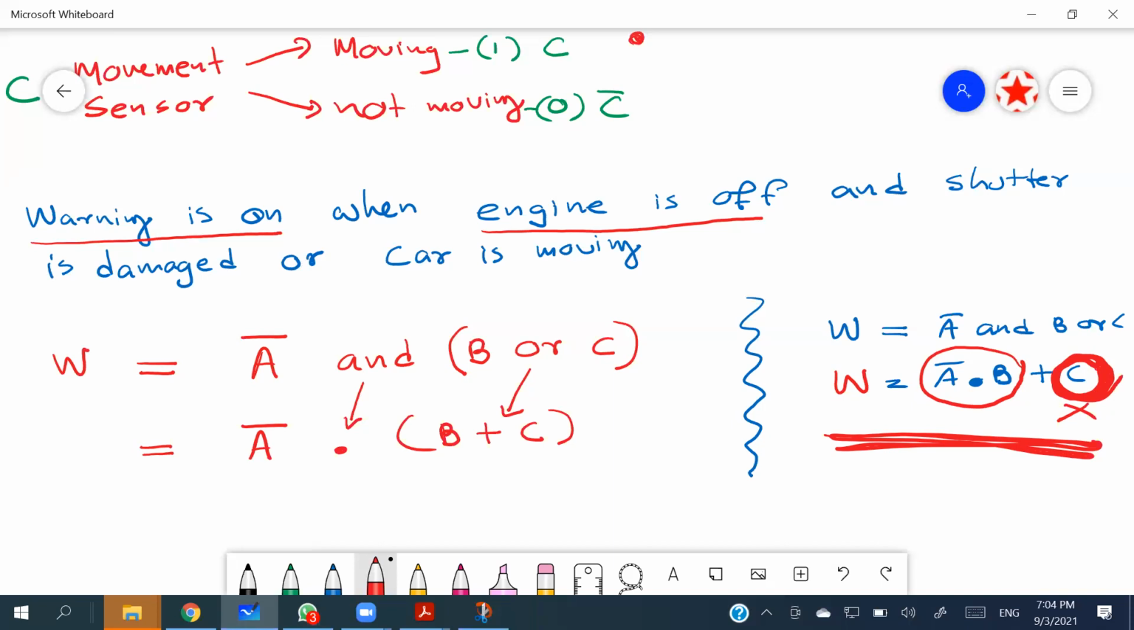That scenario is OR when the car is moving. So it is not going to be a correct way of illustrating it.